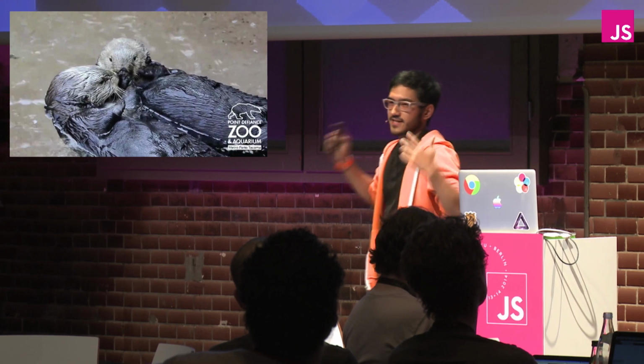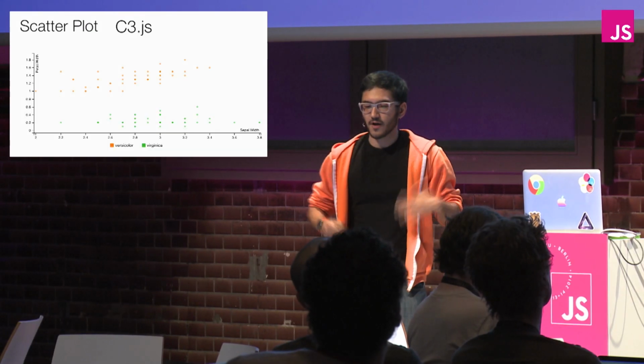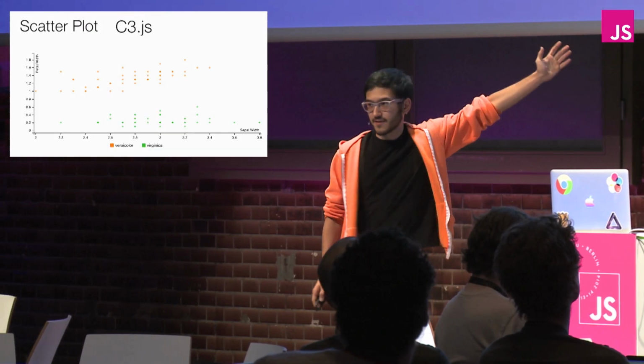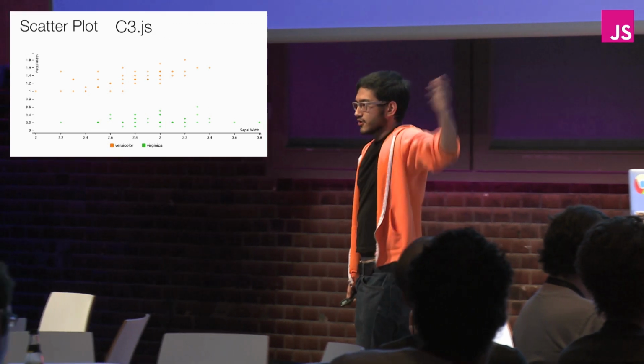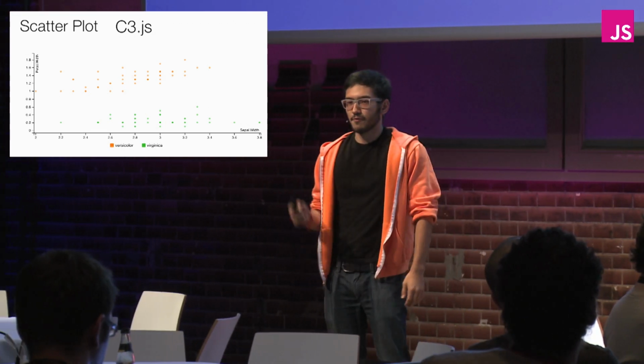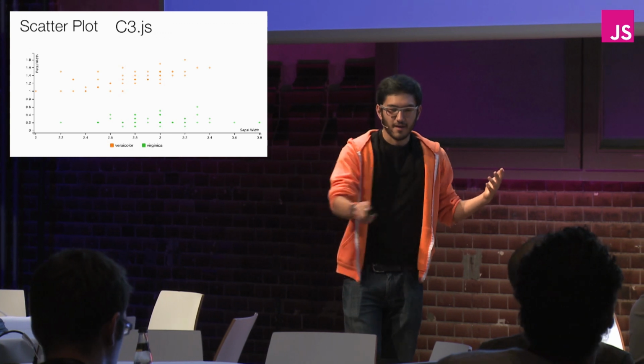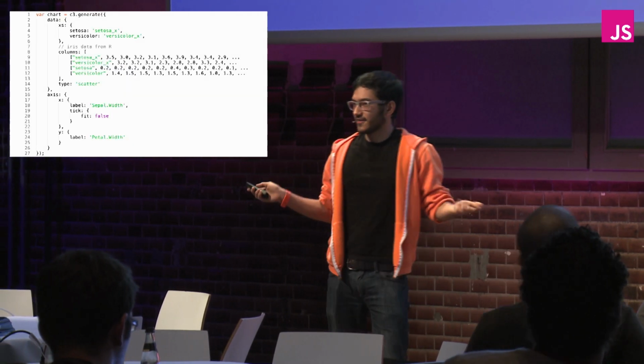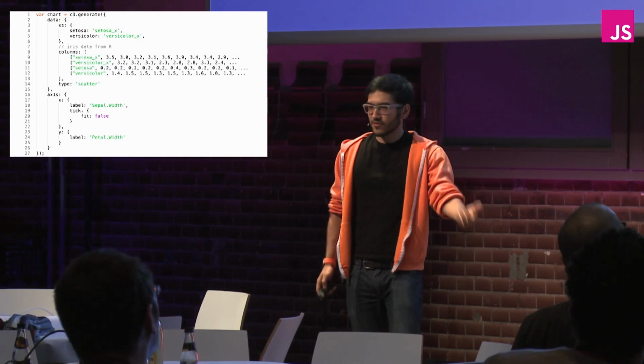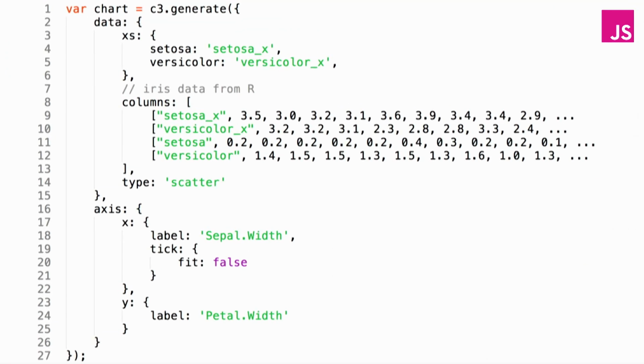Let's just look for salvation in the form of other charting libraries. Here's a chart that C3.js makes, and it looks pretty much exactly the same. But when we look at the code, it fits all in one slide, and it's pretty straightforward. We're going to create this JSON options bag, and we're going to pass it in. It'll have some properties like what are the X series names, what is the data, what type of chart do we want. It's a scatter chart.